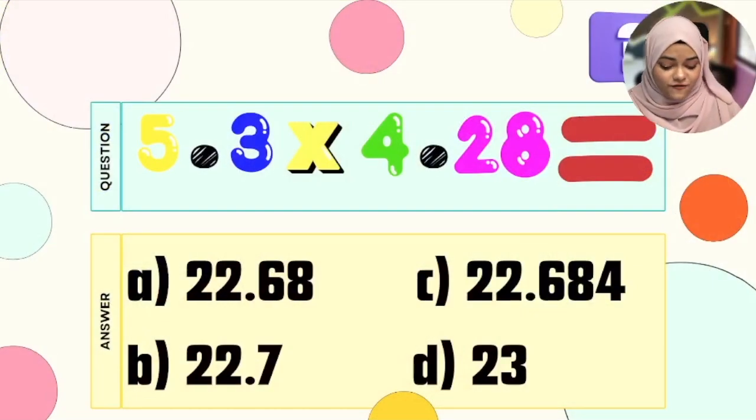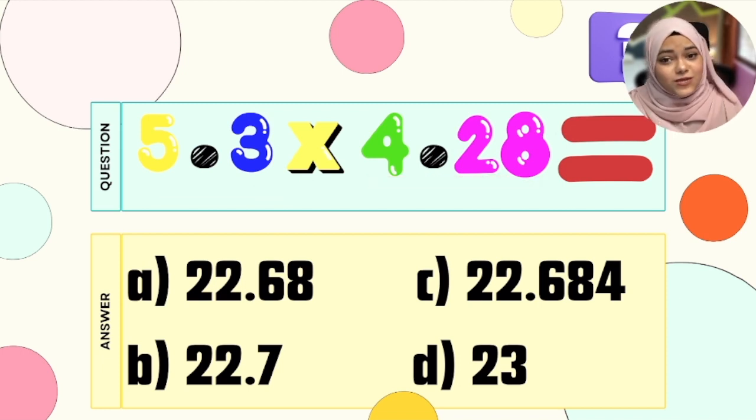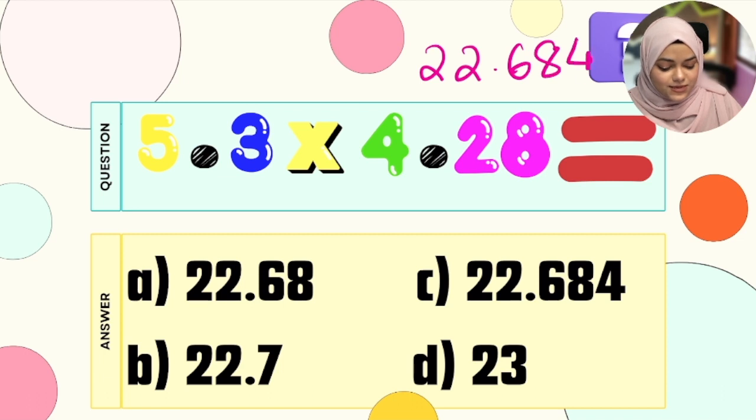We have 5.3 multiplied with 4.28, and when you plug this into the calculator, you'll get 22.684. And when we see all those answers A, B, C, D, all of them look the same, aren't they? But which will be the final answer? Or to be exact, which one will be the answer with the correct sig fig?